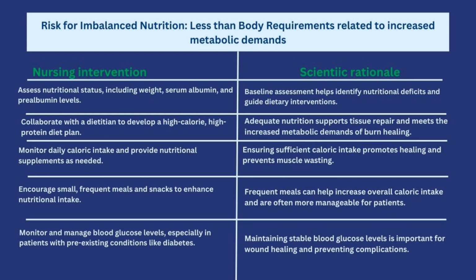Next thing is to monitor and manage blood glucose levels, especially in patients that have pre-existing conditions like diabetes. We all know that a patient that has diabetes will have slow wound healing. So if your burns patient has a comorbidity like diabetes, you need to always monitor the blood sugar levels, and if they need to take diabetic medications, they should always do that when due.